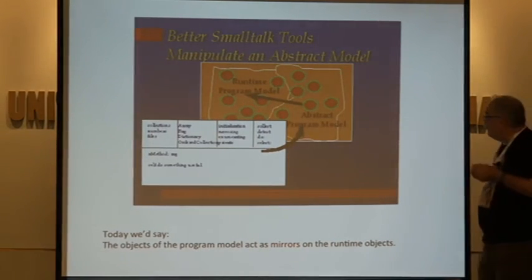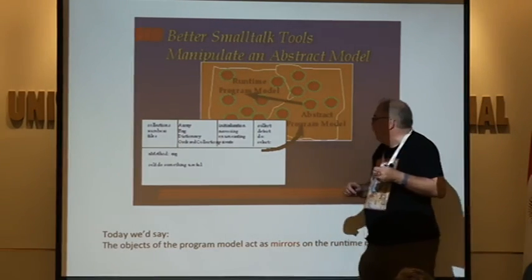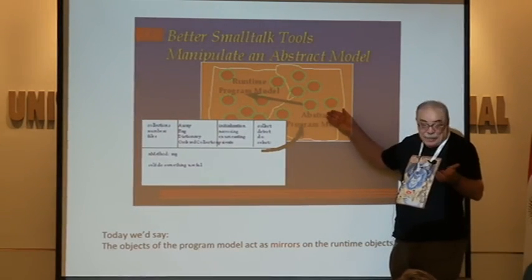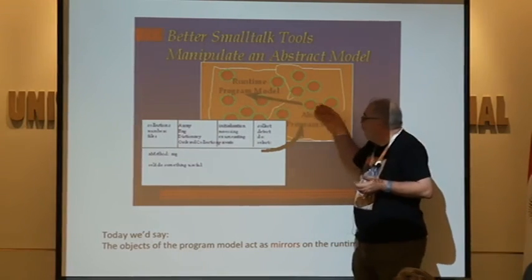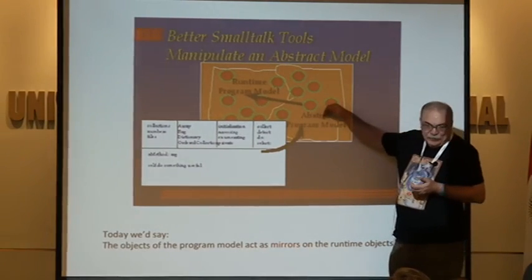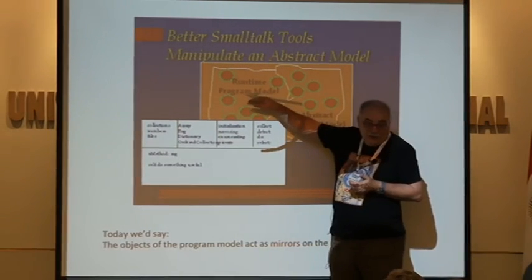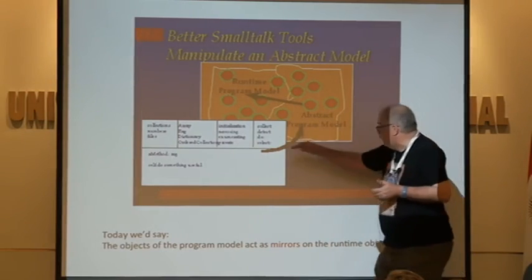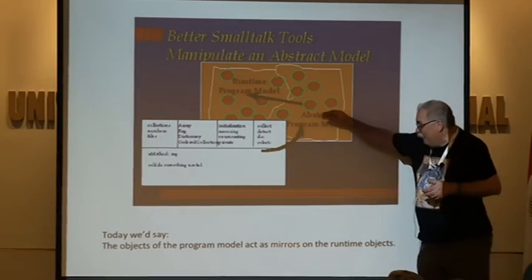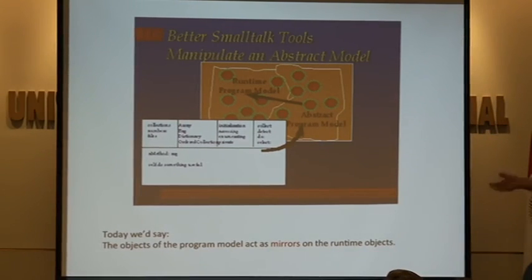What you do when you have this abstract program model is you still have the runtime program model, but you have this other model of the actual program structure in the same image, and it can operate against the runtime model, but the tools operate against the abstract program model. And so an edit made here can indirectly have an effect on the actual runtime system, but it's going through a layer of indirection. Now, today we'd say that the objects of this abstract program model are mirrors on the runtime model, right? That's basically it, it was a mirrors-based design.